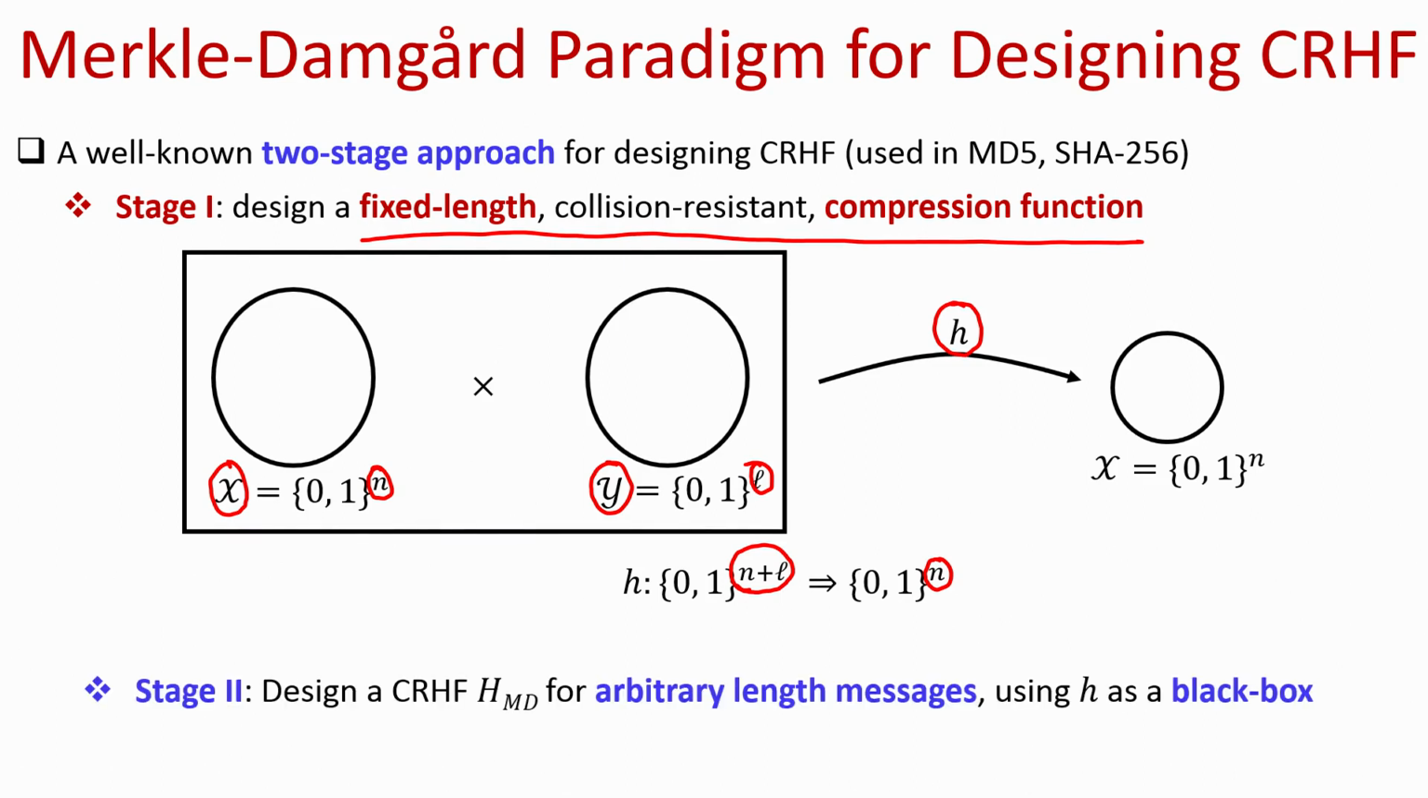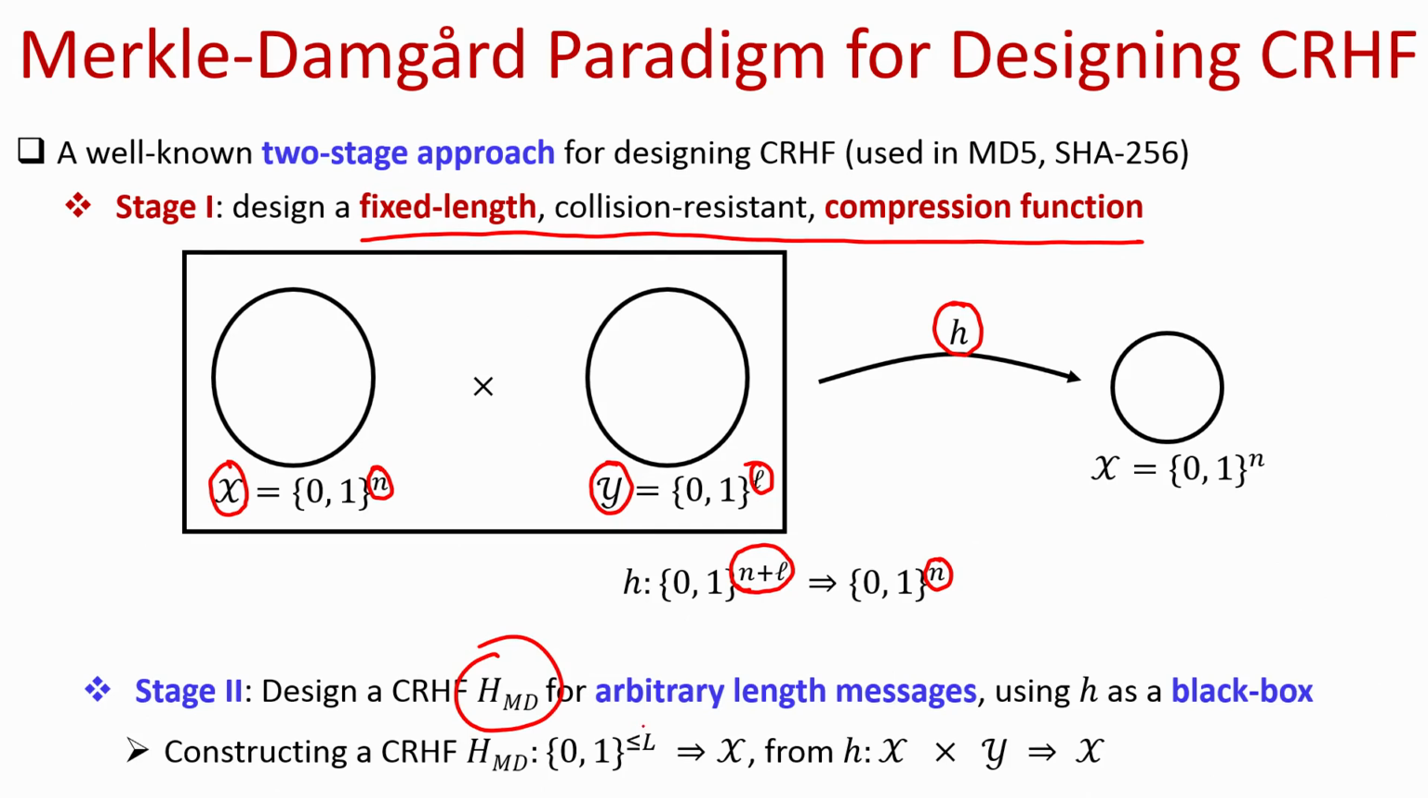Once we have such a fixed length compression function, in stage 2 we apply this well known Merkle-Damgard paradigm to construct a collision resistant hash function which we denote by big H, which can take any string as input of length up to say big L bits. There is no restriction on the input size. The input could be of size 1 bit, 2 bits, or any string of length up to big L bits, and it gives you an output belonging to the set X, right.